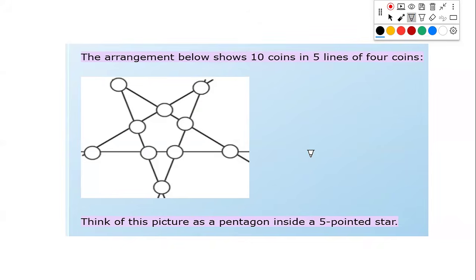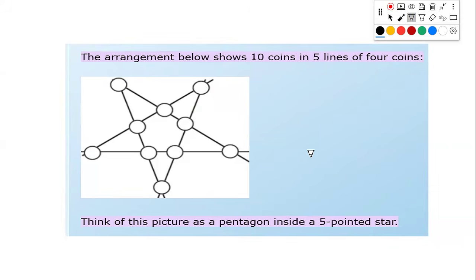So the arrangement below shows 10 coins and 5 lines of 4 coins. If you are able to draw a star, how many lines does a star consist of? Only 5 lines: 1, 2, 3, 4, and 5. And wherever the intersection and corner points are, if you place the coins, each line will have 4 coins. Take any line and see there are 4 coins on the line, and if I count all of them, there are only 10 coins.